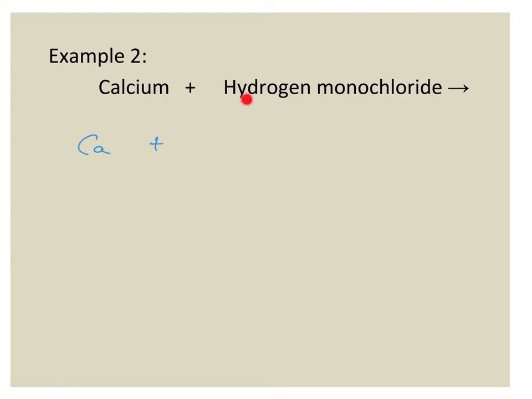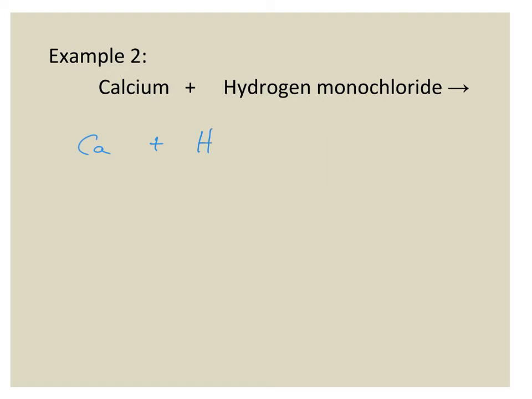I'm given the name hydrogen monochloride. As soon as I spot that prefix, I know that this is a molecular compound. Hydrogen's a nonmetal, so is chlorine. So I do not have to look up the charges and crisscross. I'm going to use the prefixes to get my formula quantity numbers. So there's no prefix in front of the word hydrogen, so that means I just have one of them.